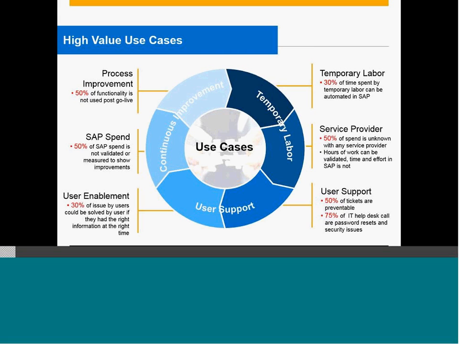And then the last one, user enablement. On this one, 30% of issues by users could be solved by the users if they have the right information at the right time. And a lot of the things that I think you'll see is people don't know when to give the right information to the users at the right time, which then causes delays and a response back and forth between support.